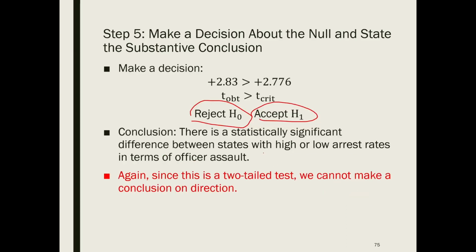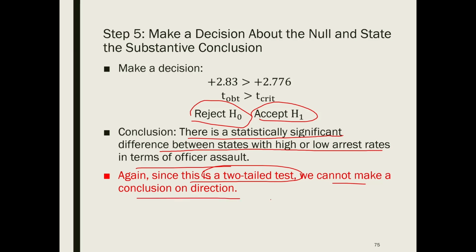So the conclusion is that there is a statistically significant difference between the states with higher or lower arrest rates. Again, however, we're using a two-tailed test, so we cannot make a conclusion on which one has more officer assaults, the state with a low arrest rate or the state with a high arrest rate. Our alternative hypothesis is a two-tailed, non-directional hypothesis, so we cannot make a conclusion on the direction.